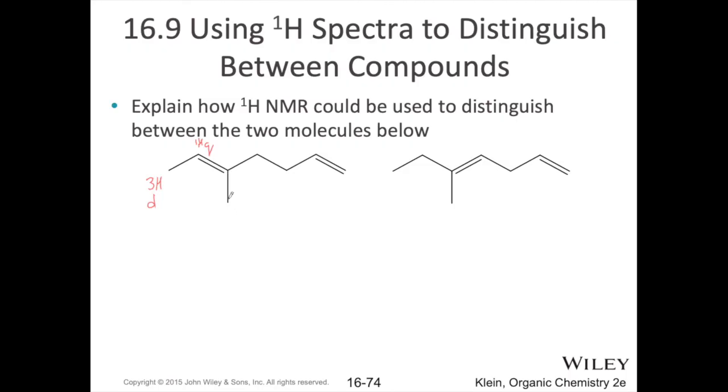There's no hydrogens here. There's three hydrogens here. If you look at the nearby neighbors, I think the nearest hydrogens are the ones here and here. Those are too far away to split them, right? It'd be 1, 2, 3, 4 bonds away, so it's too far, so this would show up as a singlet.